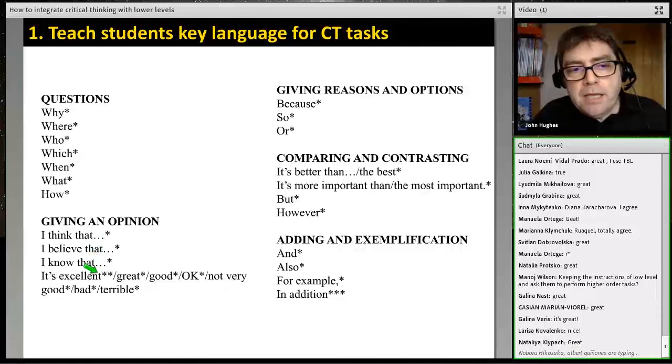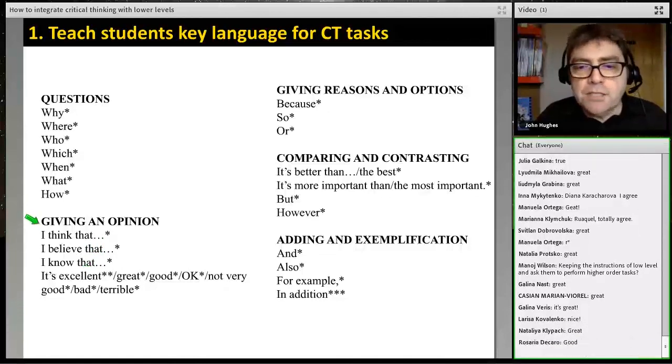A double asterisk represents an A2 word. So I can teach students this language, and now they can express an opinion. And I can give this to elementary students, and they can start to give their opinion. So the important thing is to think of, to do the task, what kind of low-level language can I give students? I don't need to give them that much.